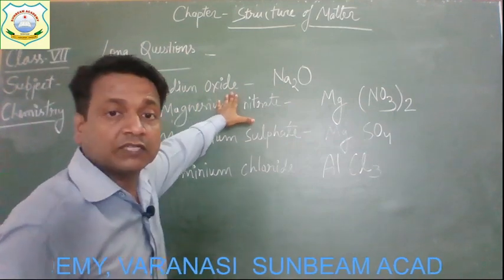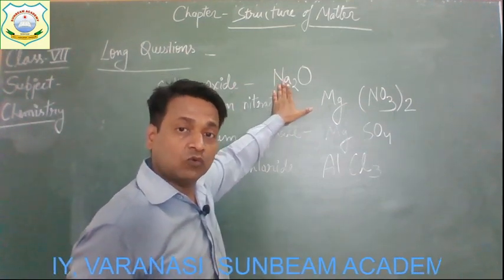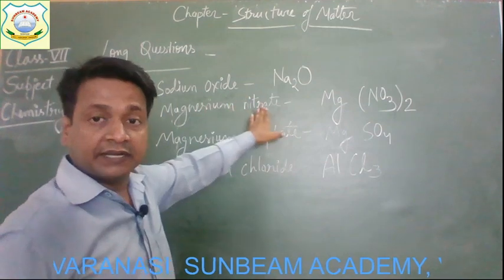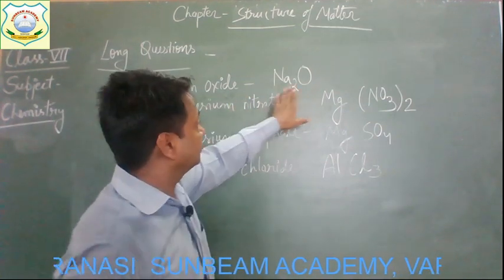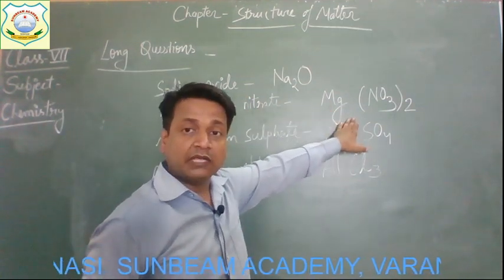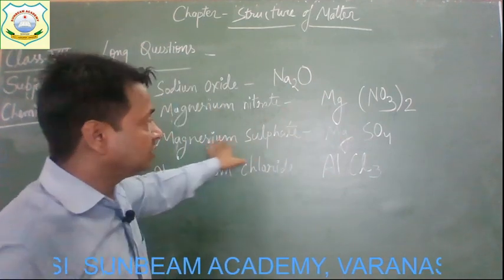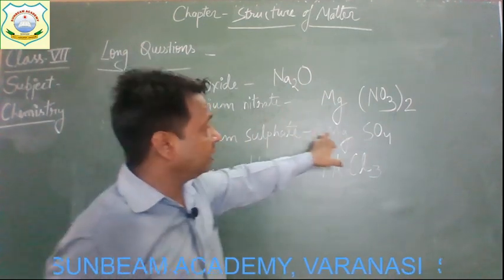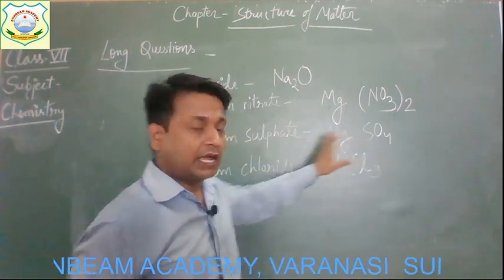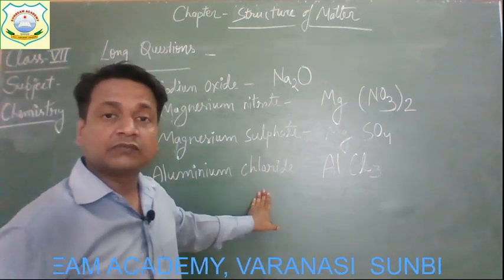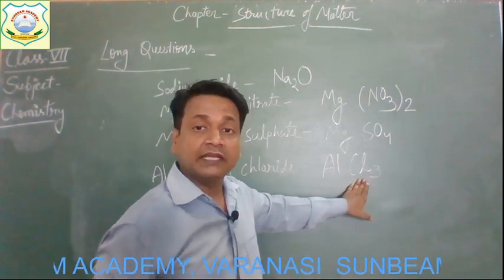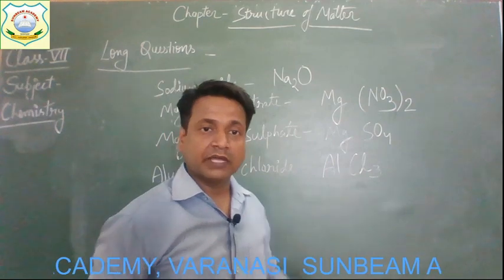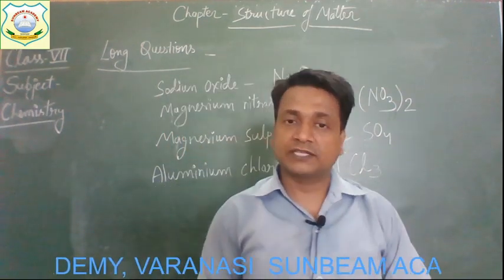Sodium oxide, its formula will be Na2O. Magnesium nitrate, its formula will be Mg(NO3)2. Magnesium sulfate, its formula will be MgSO4, and aluminium chloride, its formula will be AlCl3. Okay, now come to the next question.